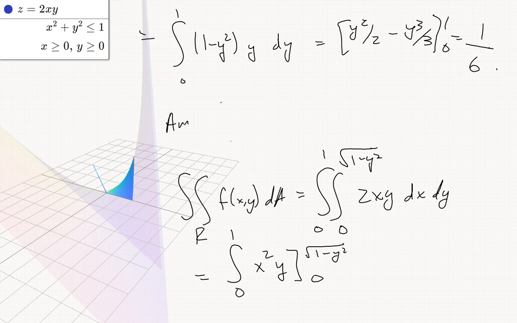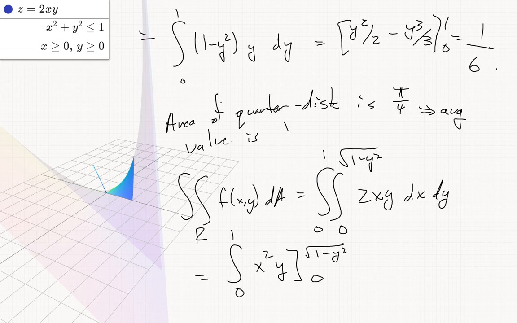Then the area of the quarter disk is pi over 4. So the average value is 1 over 6 over pi over 4, which is 2 over 3 pi. So here's that average value, that average height.